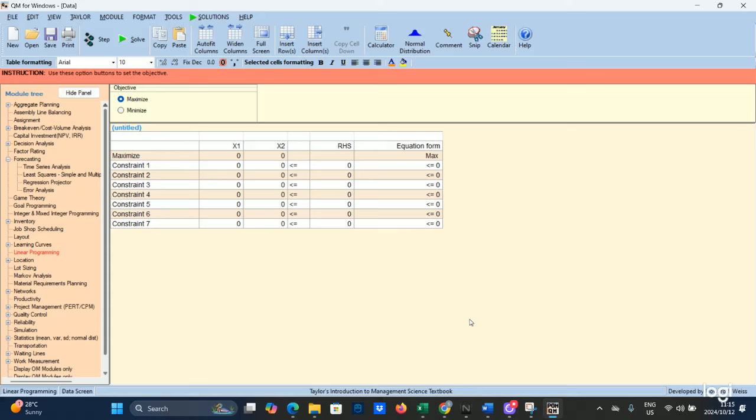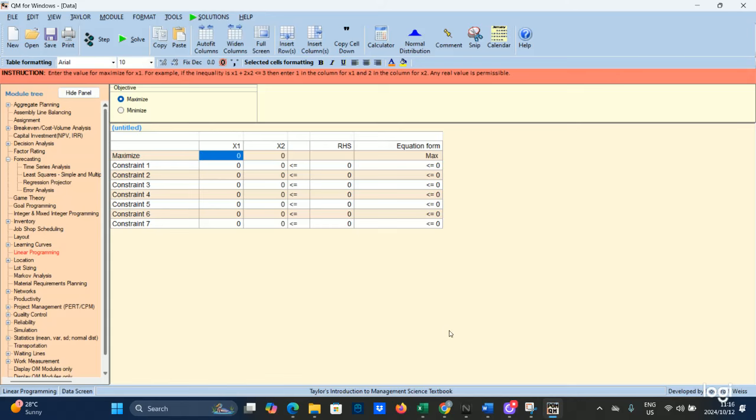And then we're going to write our objective function and our constraints now, right? So if you look at this column, there's x1, there's x2. You don't have to name them since you already know what your x1 is and what your x2 is.